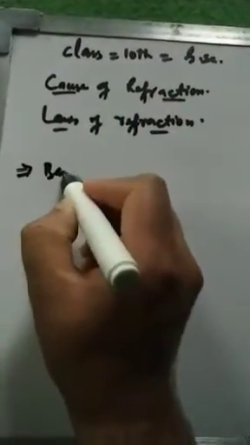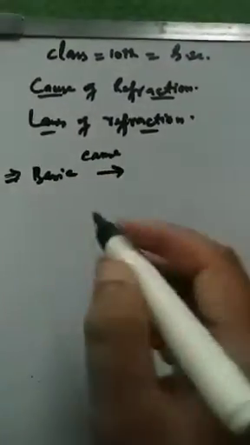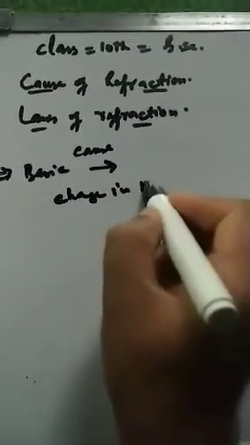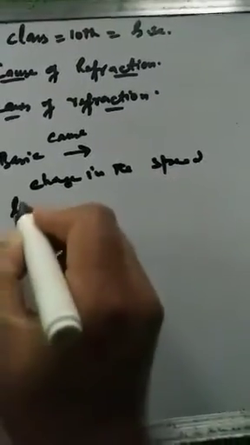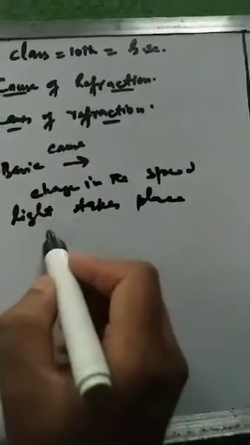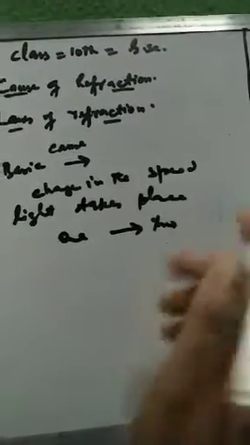What is the basic cause of refraction? The basic cause of refraction is that change in the speed or velocity of light takes place when the light goes from medium 1 to medium 2. So this is the cause of refraction.